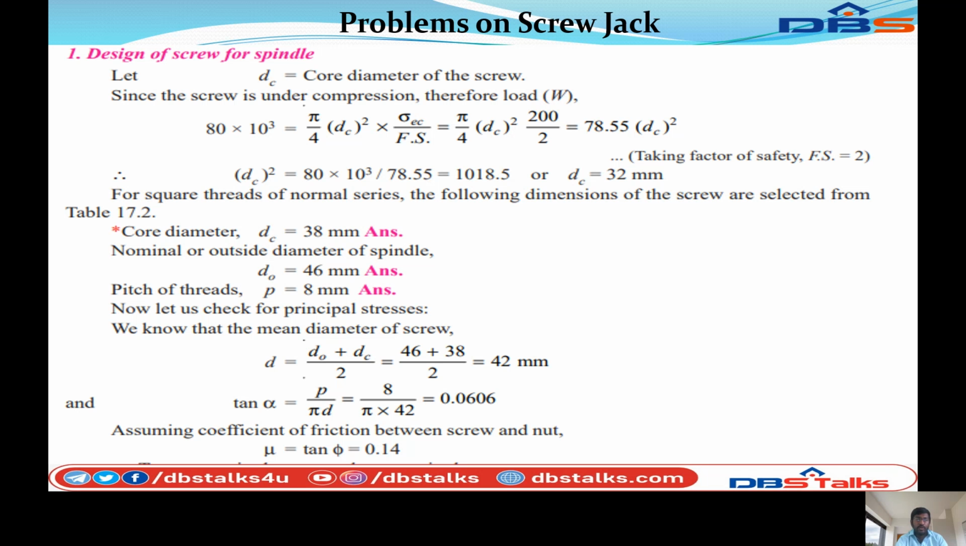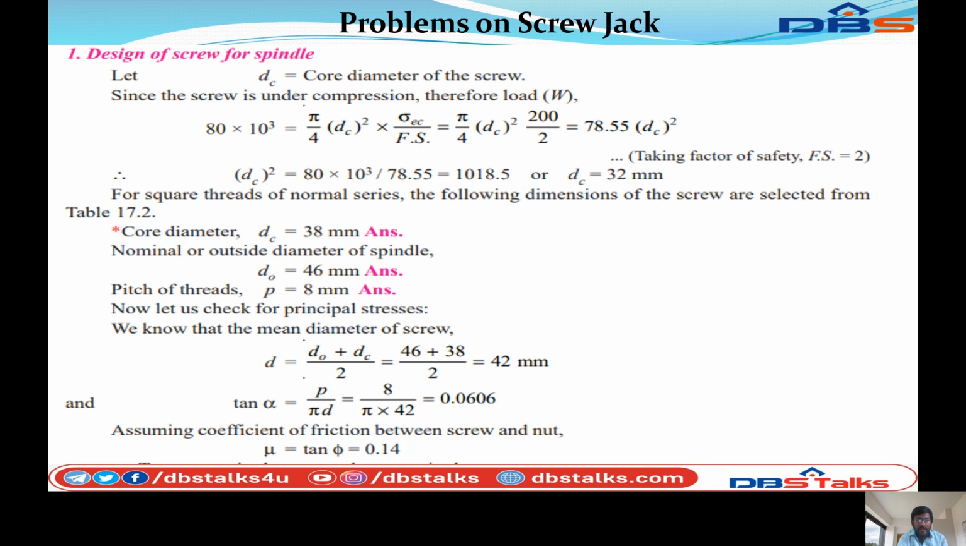So dc is equal to 1018.5. So we can find the dc. Therefore, dc is equal to square root of 1018.5. So this will be calculating dc equal to 32 mm.